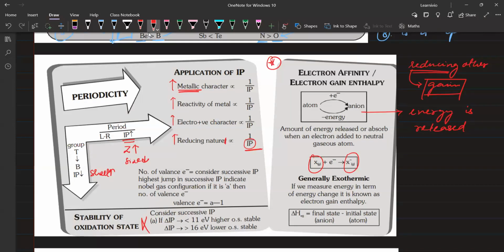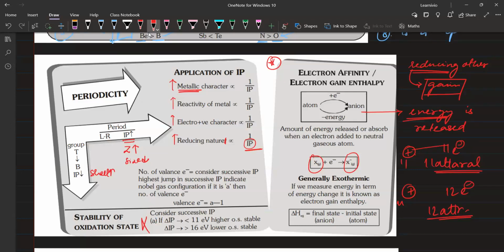Now, why is this happening? For example, if you have 11 protons and 11 electrons, there is attraction between the 11 protons and 11 electrons, so there are 11 attractions, I can say. But if I add one more electron here, I will now have 12 attractions. That means the force of attraction is going to increase if I add more electrons, and that is why the energy is released as we are adding electrons.